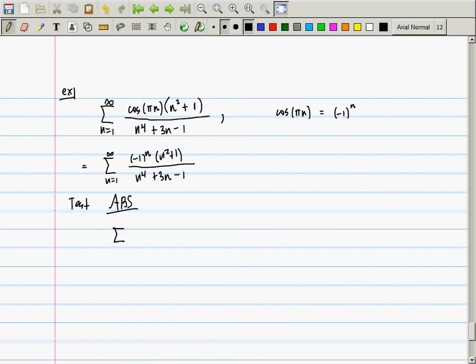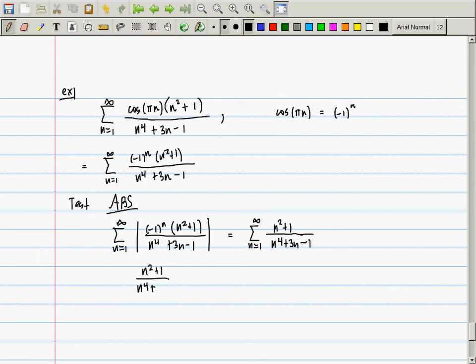Okay, so we can say, the sum from n is 1 to infinity, absolute value of negative 1 to the n, n squared plus 1 over n to the 4th plus 3n minus 1. Well, the only effect that has, because all of the terms otherwise are positive, is to get rid of the alternator. So using that same argument, n squared plus 1 over n to the 4th plus 3n minus 1 behaves like n squared in the numerator and n to the 4th in the denominator, so this thing behaves like 1 over n squared.